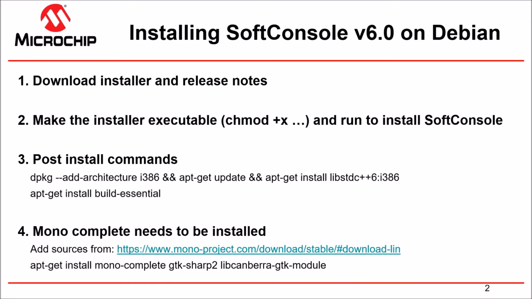The first is to download a copy of the installer and the release notes from the Microsemi website. The second is to make the installer executable and run it to install SoftConsole. Once you've installed SoftConsole, there are several post-install commands that have to be run. And then finally, you also need to add sources for the mono-complete package and then install mono-complete itself as well.